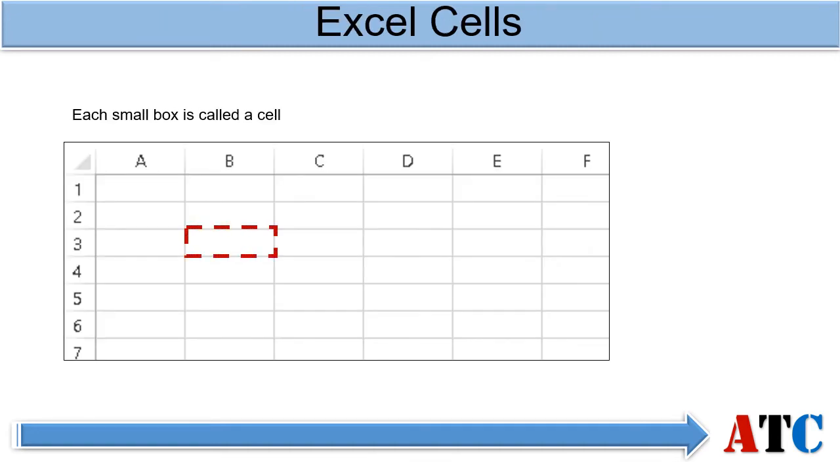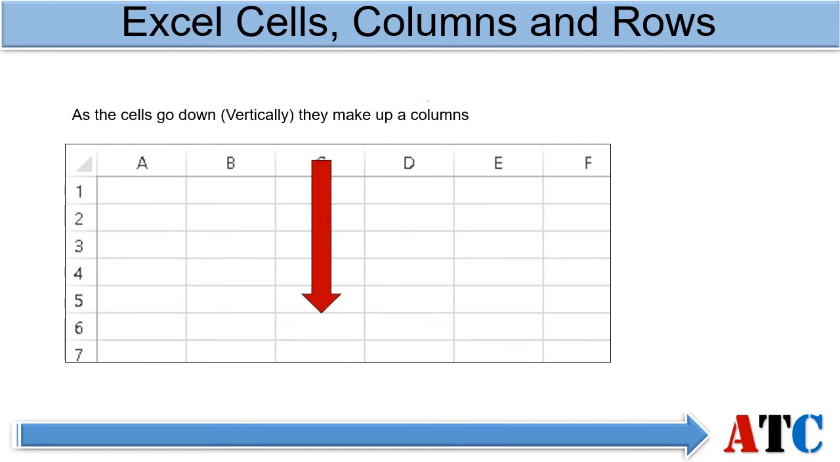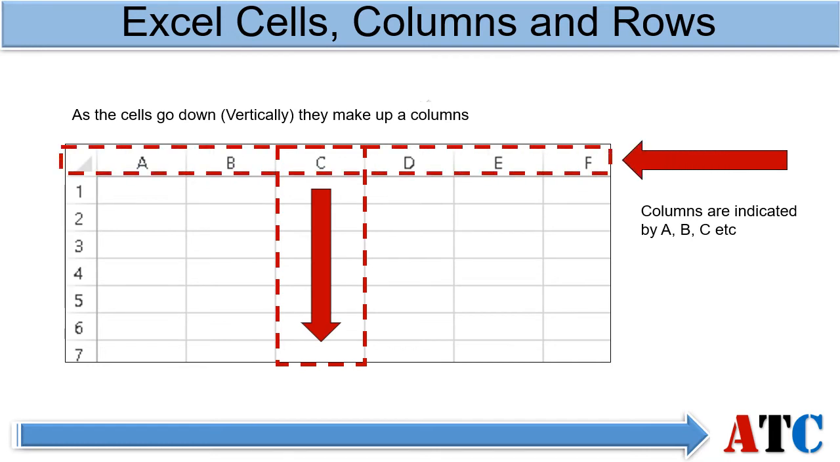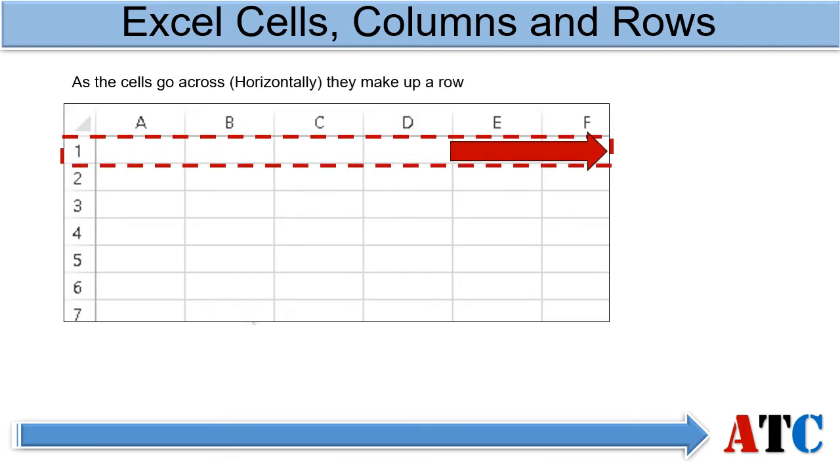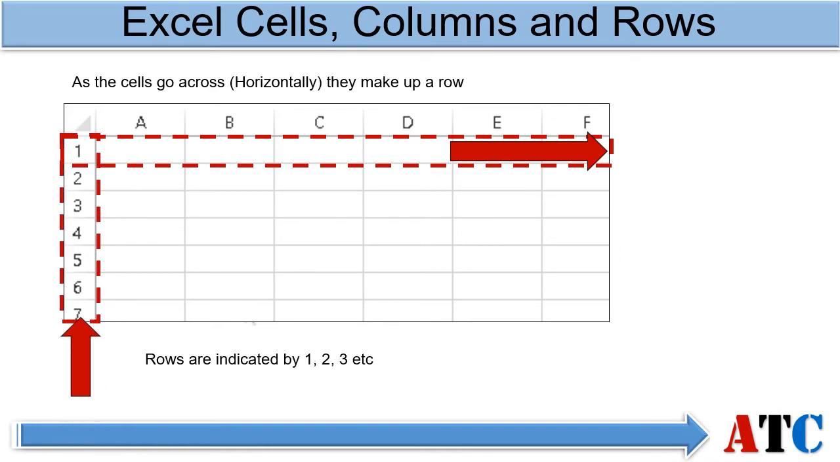Each individual box is called a cell. As the cells go down, they make up columns. The columns are indicated by the letters along the top, A, B, C, etc. As the cells go across, they make up rows. These are indicated by 1, 2, 3.